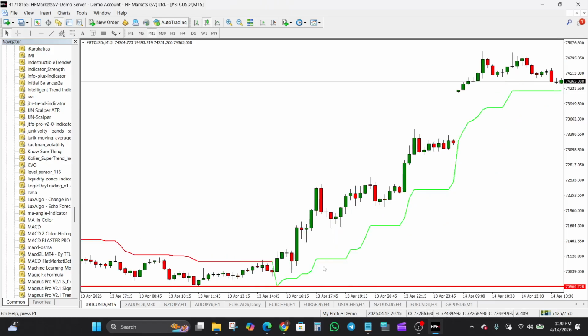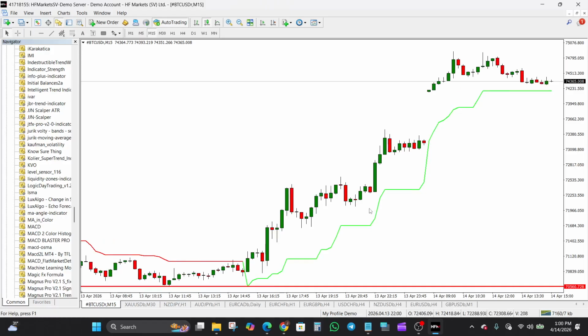That is for a sell trade. Then for a buy trade, if you have price bounce off the dynamic support, you can enter your trade, and then you can exit around a resistance zone. Make sure you always get confirmations, whether from other indicators or from price action. Get your confluence, get your confirmations before executing a trade.